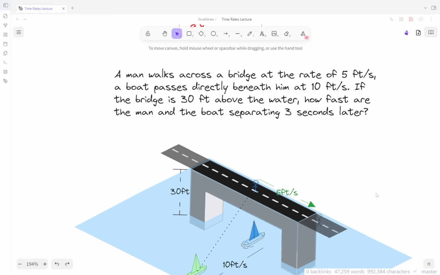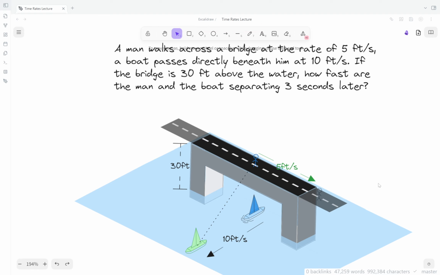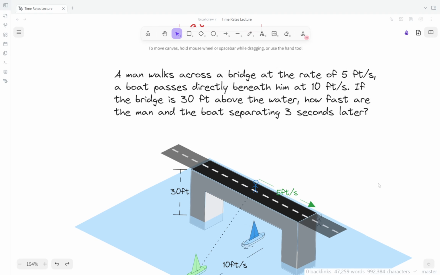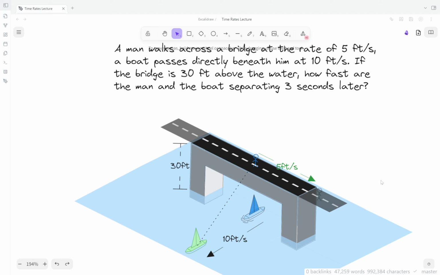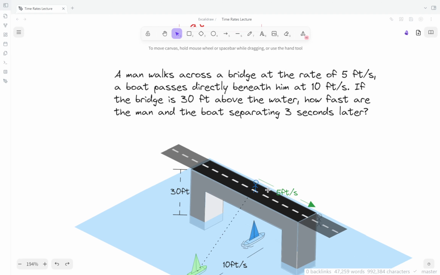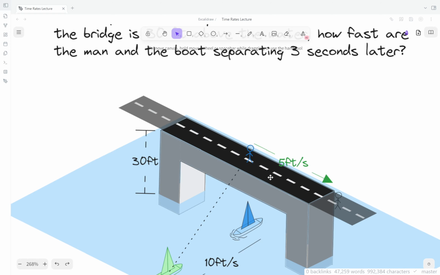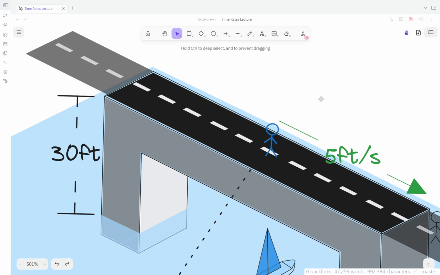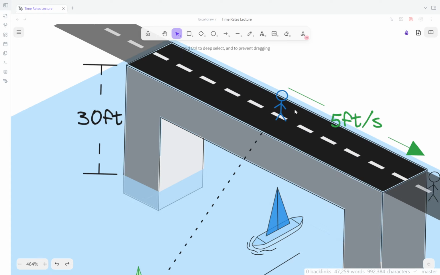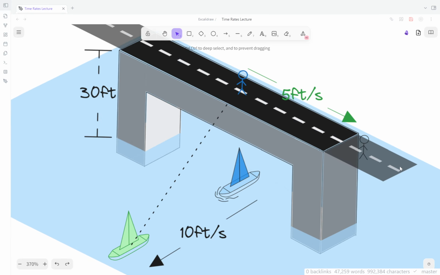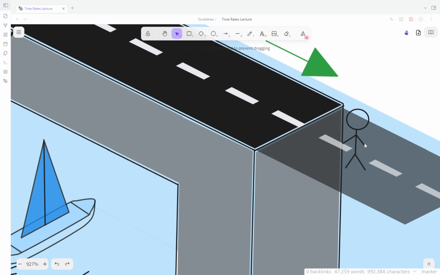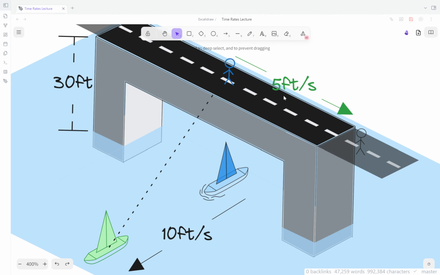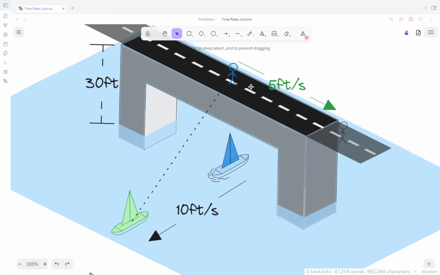Okay, so now here is another problem. It talks about a man walking across a bridge at a rate of 5 feet per second. It doesn't specify the direction, but for our illustration, let's just assume that the man is going in this direction. This one in blue is the man, and they're moving 5 feet per second, and this black colored stick figure represents the future position of the blue stick figure from before.